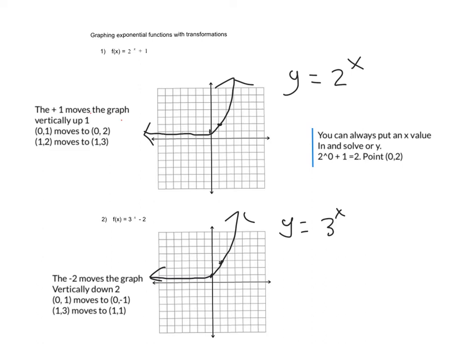I'm going to describe to you how to graph an exponential function with a vertical transformation. The black graph shows the parent function, so 2 to the x and then 3 to the x. The first graph, it says plus 1. What that does is that vertically shifts the graph up 1.